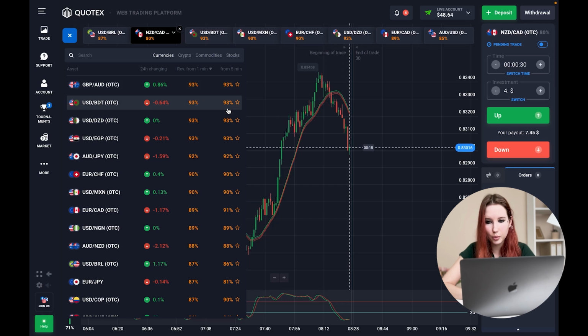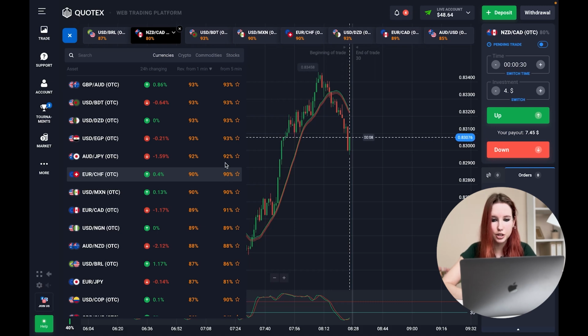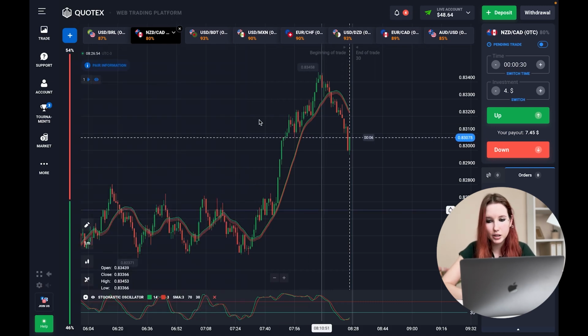By the way guys, look at the payout percentage offered by Quotex. That's a pretty high payout percentage. Basically, many currency pairs have payout percentages greater than 90, and it's pretty great. So let's continue on this currency pair and see what's going on here.